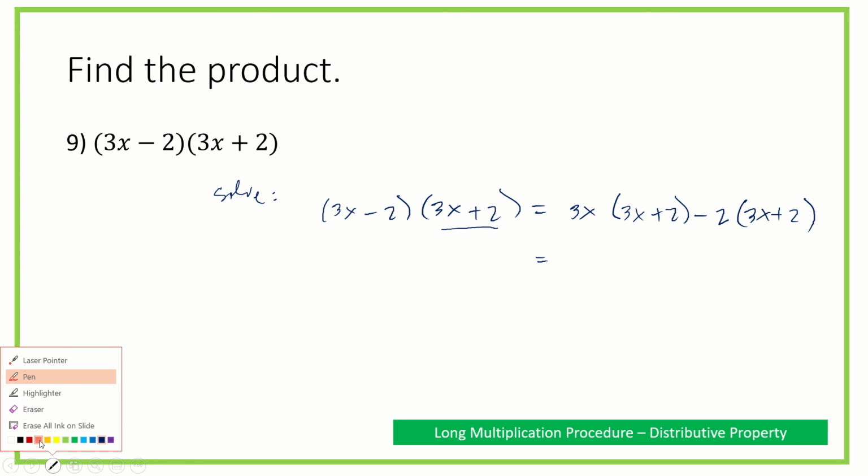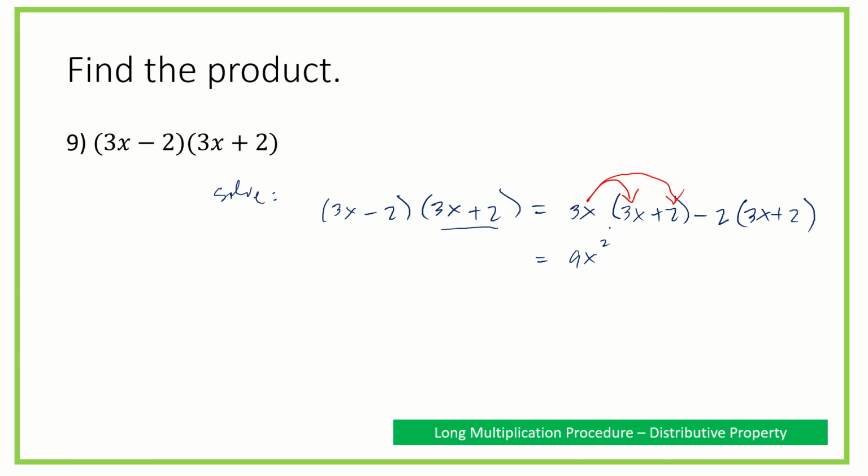Then we distribute 3x times 3x, then 3x times 2. For that, you'll get 9x squared. 3x times 2 is 6x. Then we proceed to the other one, negative 2 times 3x, and negative 2 times 2.